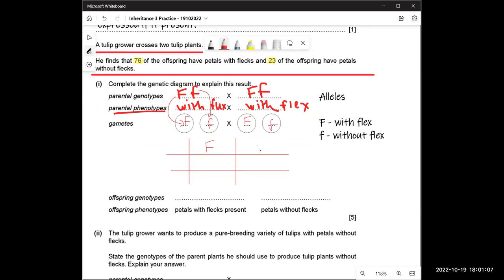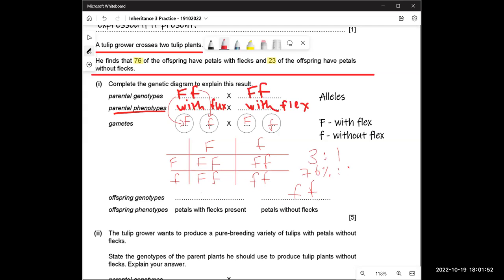Now I'll take capital F, small f, capital F, small f. What do I get? Capital F capital F, capital F small f, small f capital F, and last one, small f small f. Now, which of these have no flecks? Just one, so we write small f small f as the genotype. Therefore, the ratio is 3:1, which tells us it matches the 76 to 23.